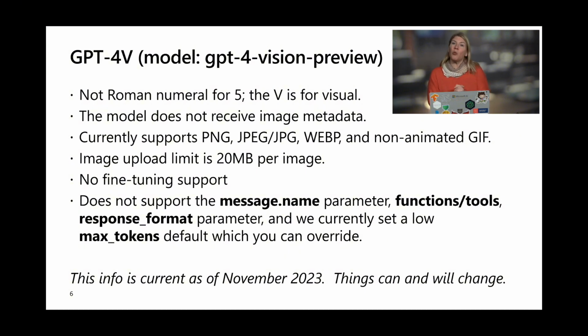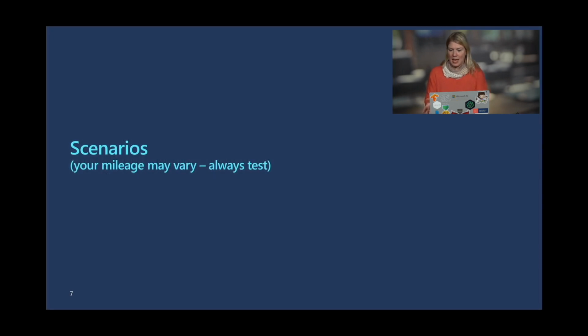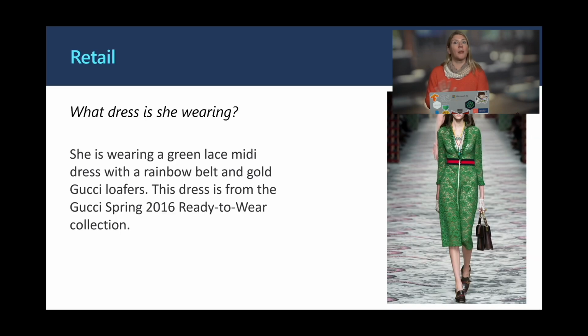All right, so let me walk you through a few very quick scenarios on what the visual capabilities can do, and then we'll jump into the Wordle problem. In case you haven't seen GPT-V before, here's some of the things that we can do. We can give an image of an outfit. And of course, remember, your mileage may vary. I'm not saying this would work with any outfit, but we did find an outfit and asked what dress she's wearing, and the model correctly was able to tell us that this came from the Gucci Spring 2016 Ready to Wear collection. And I had to go look that up because I did not know, but it was in fact correct.